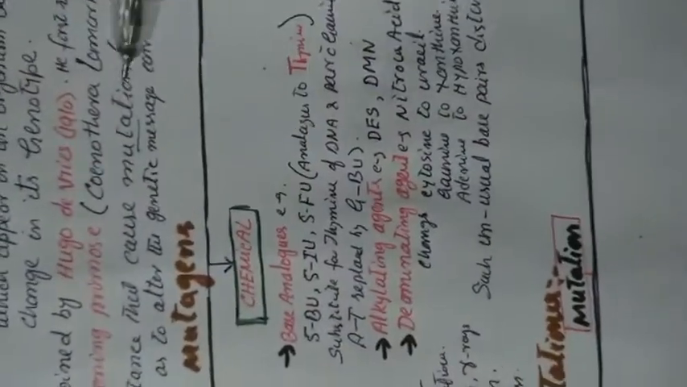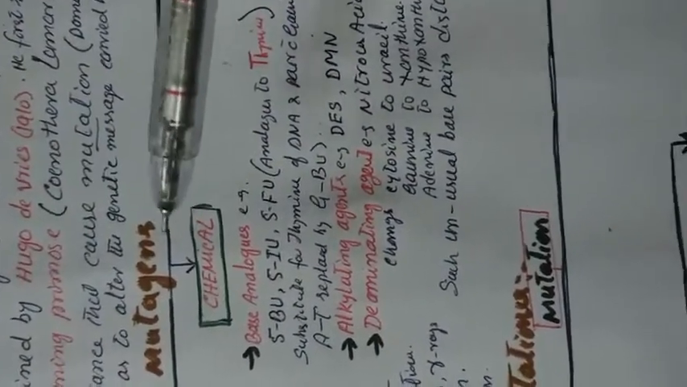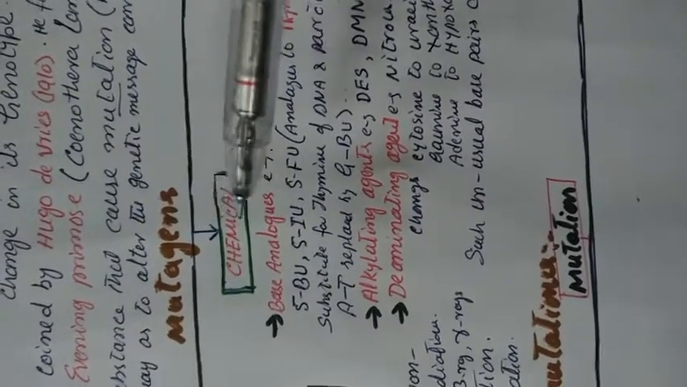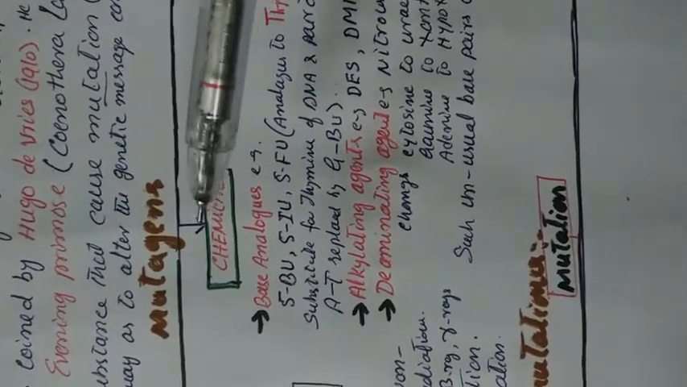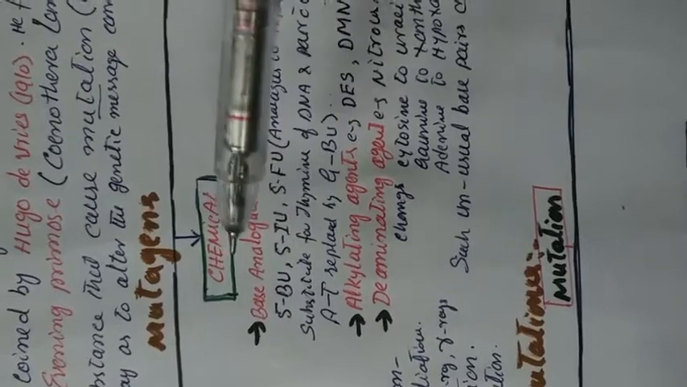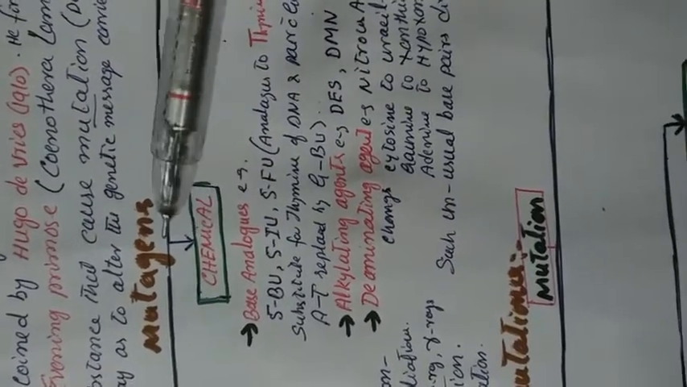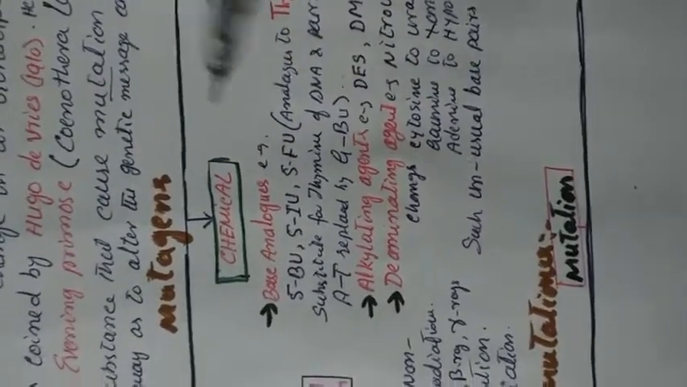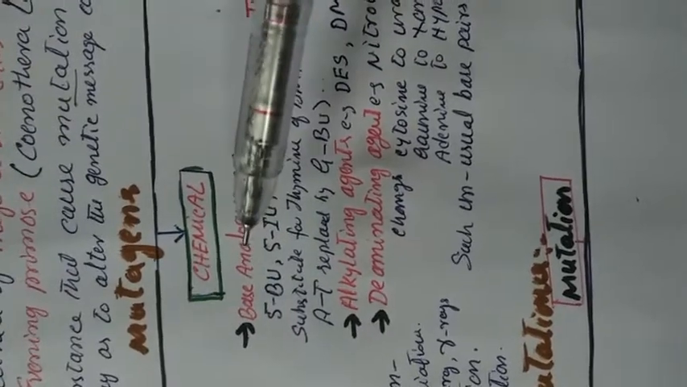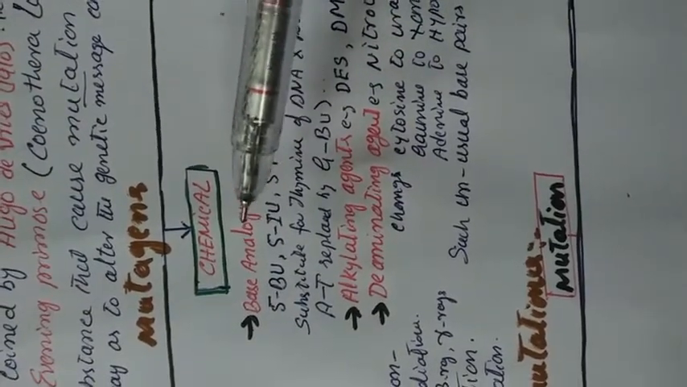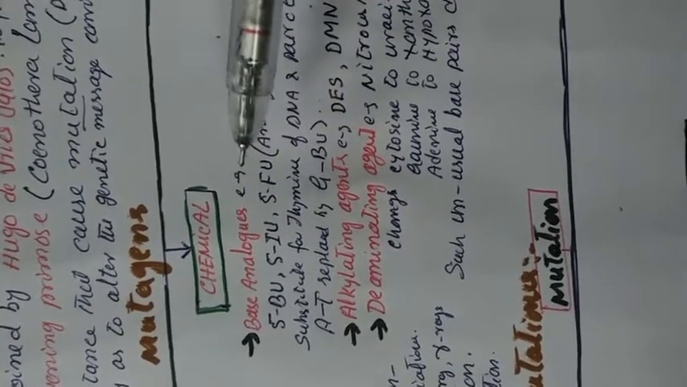Now we'll come to the chemical mutagens. The chemical mutagens include various chemical substances which induce mutation. These include, for example, base analogues which are similar to and interact with the nitrogenous bases.